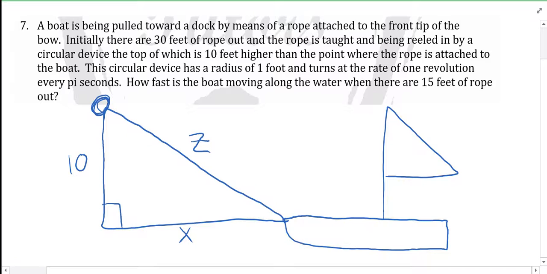Now, in the problem we did yesterday, it told us how fast it was reeling it in. This one gives us the information where we can find it, but it's a little bit of a pain. We know that the circular device, the pulley, has a radius of 1 foot, and it's turning 1 revolution every pi seconds. Okay, that sounds complicated. But basically, as this thing rotates around and around, it's just pulling in rope the whole time. Okay, so what we need to do is use that information to figure out how much, if I can erase this.